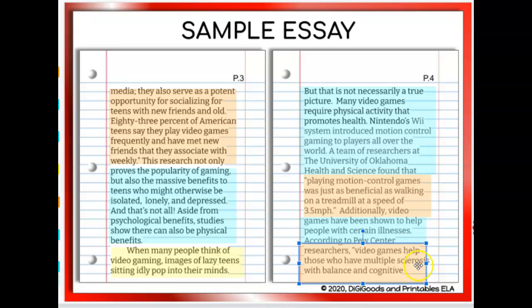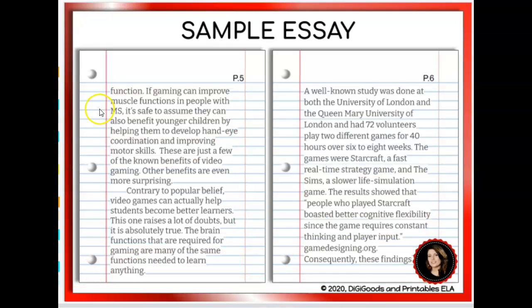researchers, video games help those who have multiple sclerosis with balance and cognitive function, and then on to the next page. This is also part of the evidence. I'm going to highlight this. If gaming can improve muscle, oh no, this is not part of the evidence. The evidence ends right here, and there should be a quotation mark. I need to fix that. Here's where the elaboration begins.